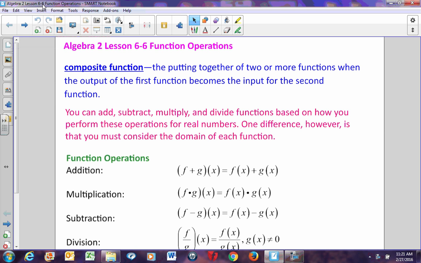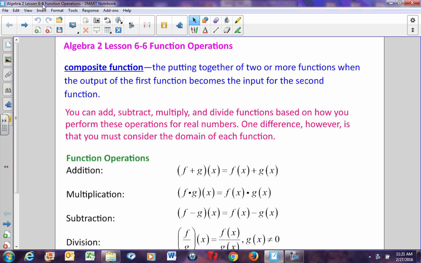Algebra 2 Lesson 6-6, Function Operations. A composite function is the putting together of two or more functions. The output of the first function becomes the input of the second function. And you can add, subtract, multiply, and divide functions based on how you perform these operations for real numbers. One difference, however, is that you must consider the domain of each function.